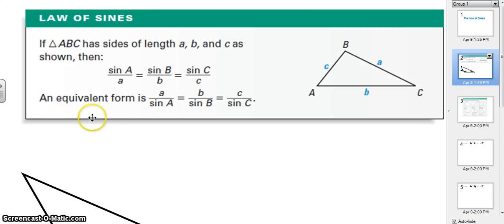When they write this, an equivalent form is, all they're doing is the reciprocals of these. It doesn't matter which you use. This is a law of sines. This is also a law of sines.